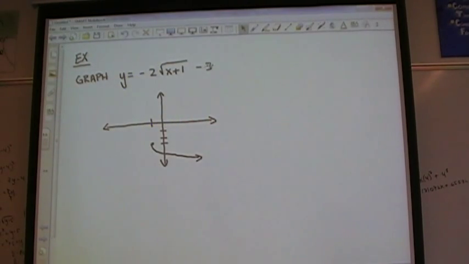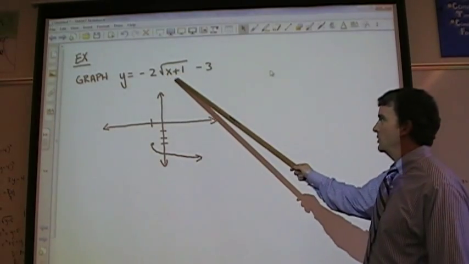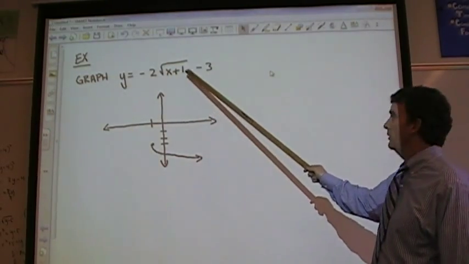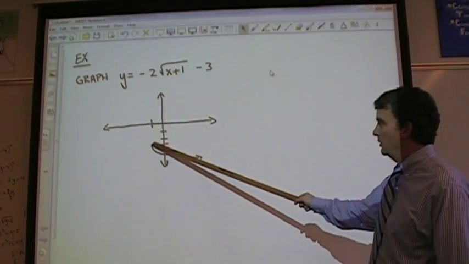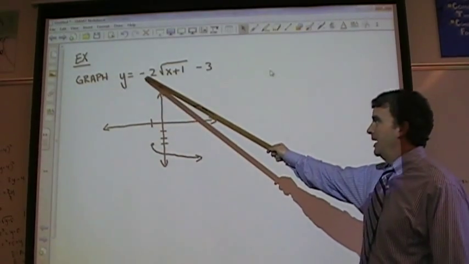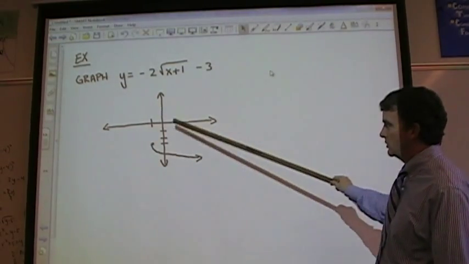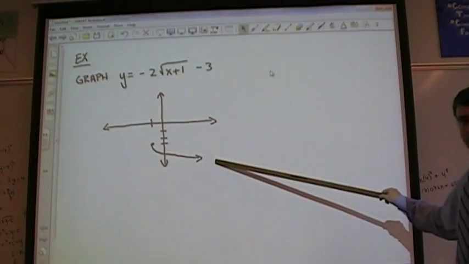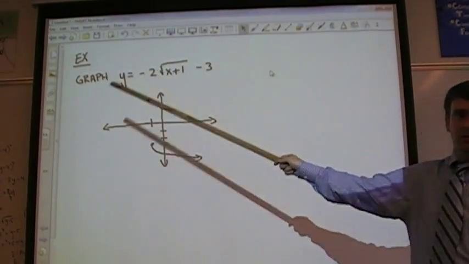Alright, now this is both a translation and a reflection. It should be a horizontal translation, back 1, vertical, down 3. So I went back 1, down 3, start at 0, 0, back 1, down 3, and the negative reflects it along the x-axis. So instead of opening in this direction, it opens down. Because of what? Because of the negative. Don't worry about the 2 right now.